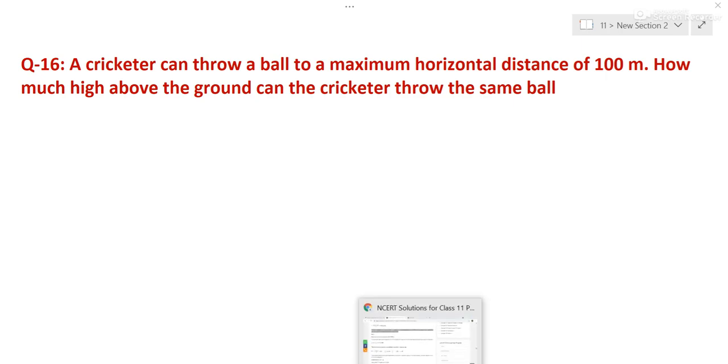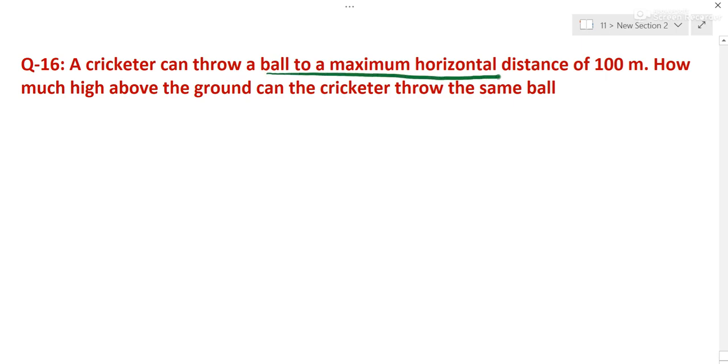So let us see what is given in this question. A cricketer can throw a ball to a maximum horizontal distance of 100 meter. So this has been given as range. Horizontal range has been given as 100 meter. So if you take it, then it is maximum given, so we can take it as maximum range.